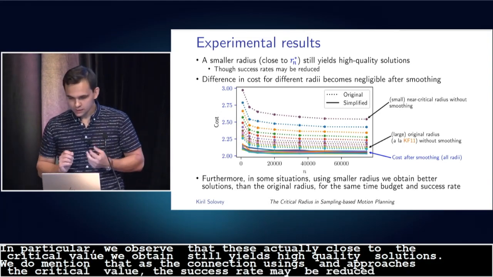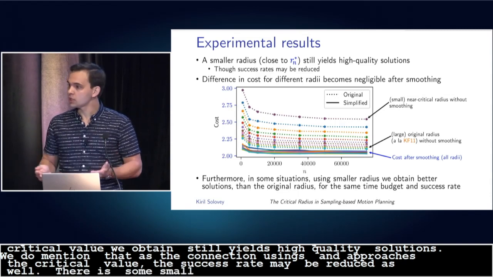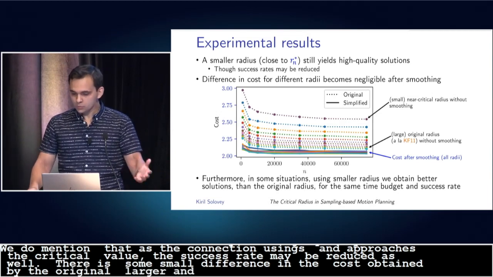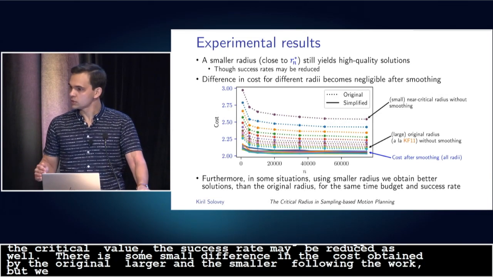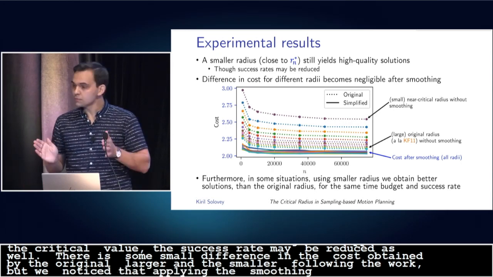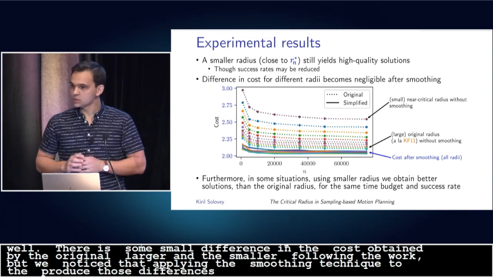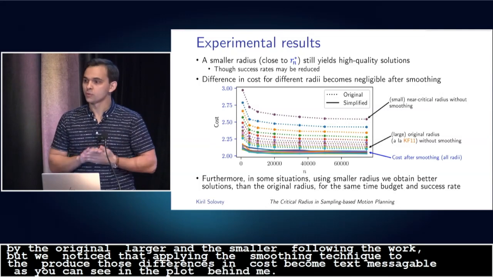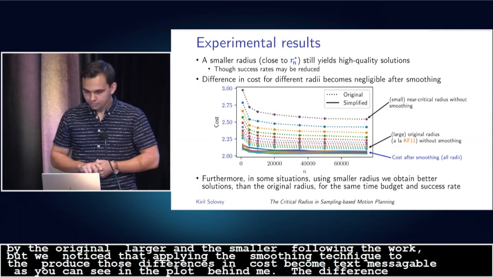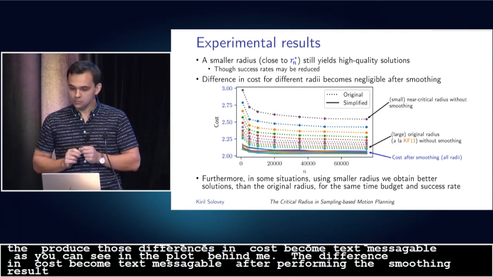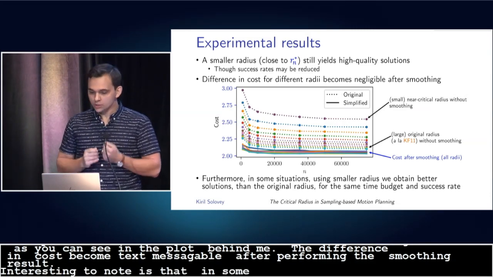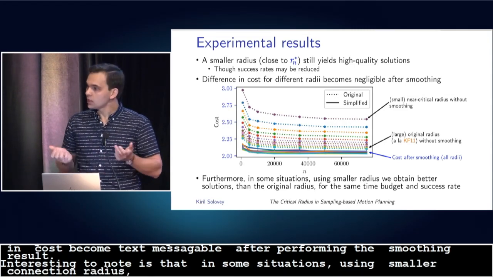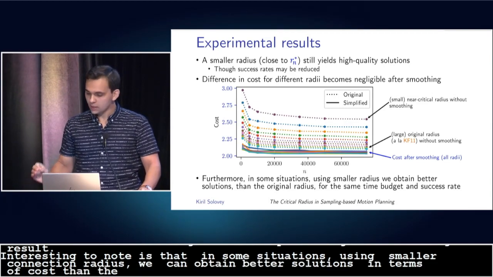There is some small difference in the cost obtained by the original large radius and the smaller radii that follow from our work, but we noticed that by applying a smoothing technique to the produced paths, those differences in cost become negligible, as you can see in the plot behind me. Another interesting thing to note is that in some situations, using a smaller connection radius, we can obtain better solutions in terms of the cost than the original larger radius for the same time budget and success rate.